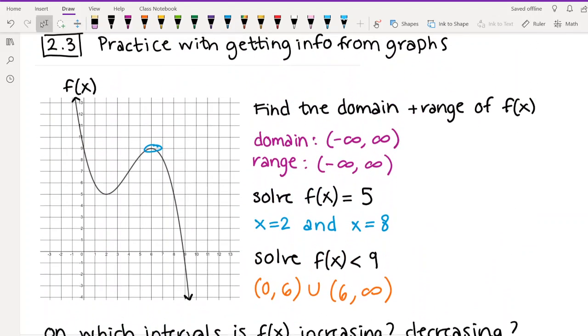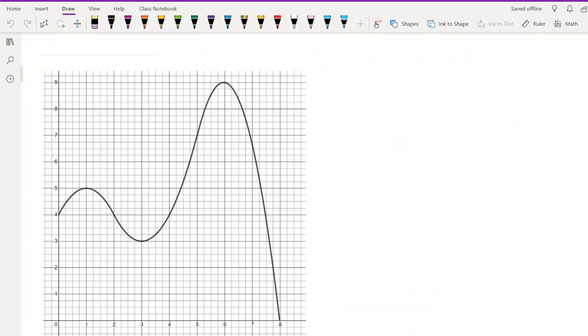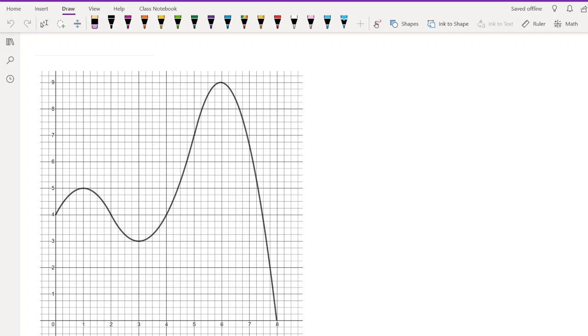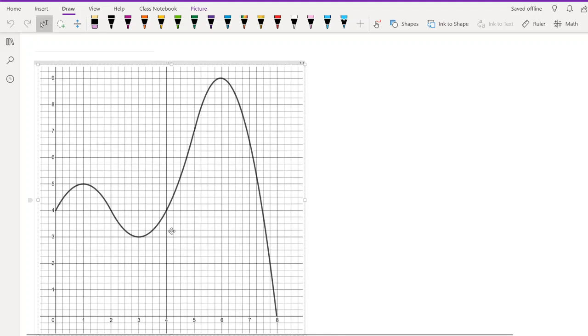All right, so that's it for this example. So now we're going to look at another example. And basically, we're going to be answering the same types of questions, but for each question that we answer, I want to also kind of interpret it in terms of a real world situation. Not really real world, but we can imagine.